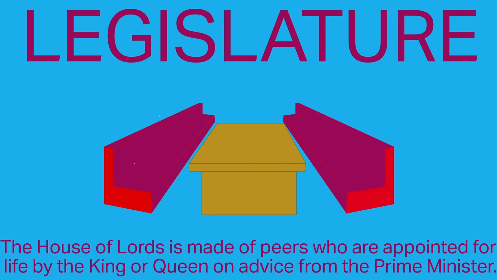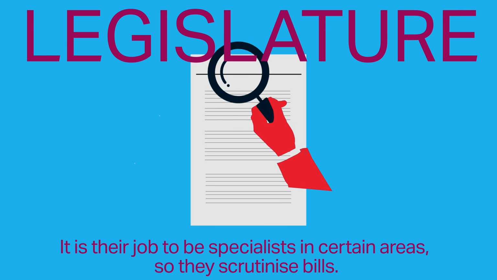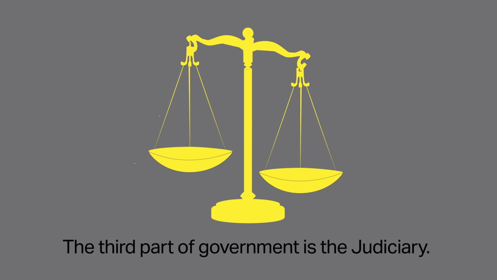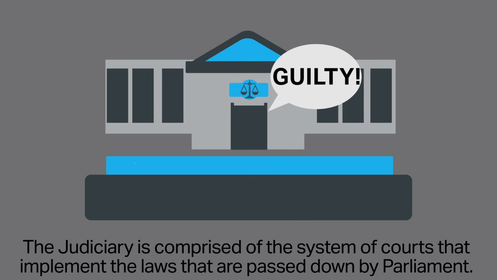The House of Lords is made up of peers who are appointed for life by the King or Queen on advice from the Prime Minister. It is their job to be specialists in certain areas, so they scrutinise bills. The third part of government is the judiciary. The judiciary is comprised of the system of courts that implement the laws that are passed down by Parliament.